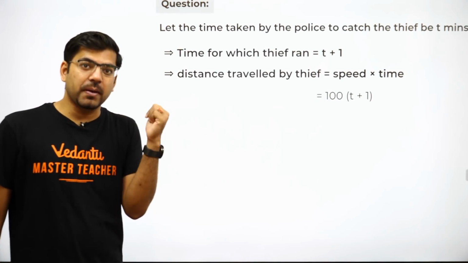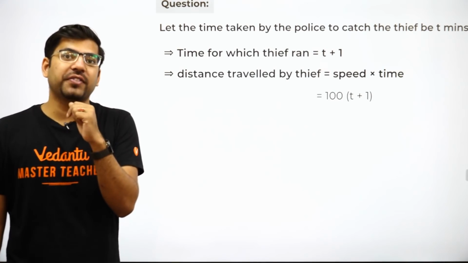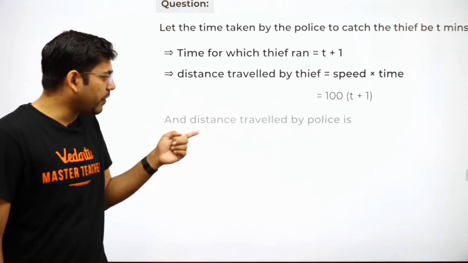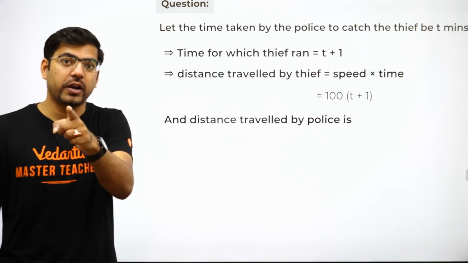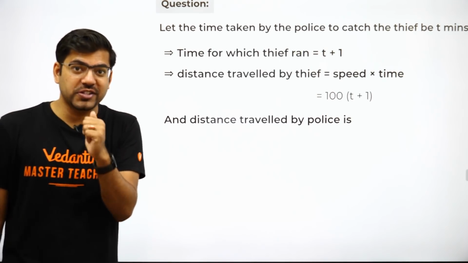So you must be remembering that the police was running 100 meters in the first minute, 110 meters in the second minute, and 120 meters in the third minute, and so on. I guess you would be able to understand right now that it will form an AP: 100, 110, 120, isn't it? A common difference of 10.